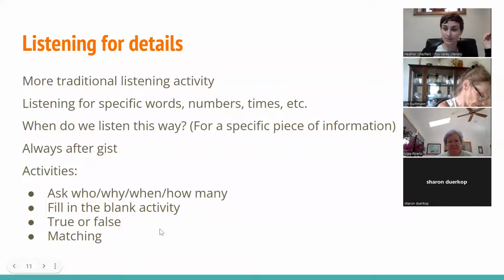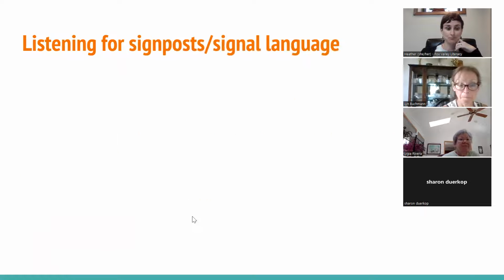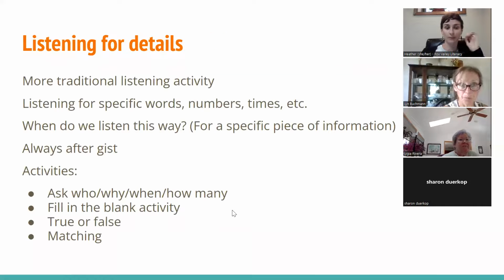Matching activities, right? So you have two columns. Maybe you're drawing a line, or you can match things that happened and things that didn't happen. Okay. Any questions about listening for details or any other activities that you want to highlight?